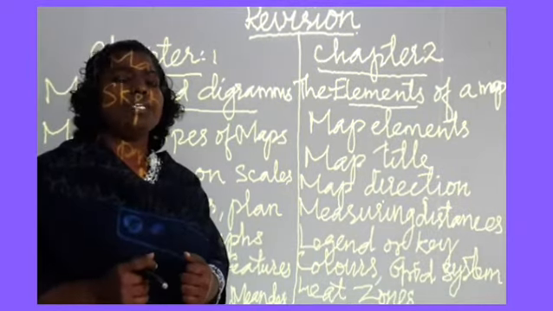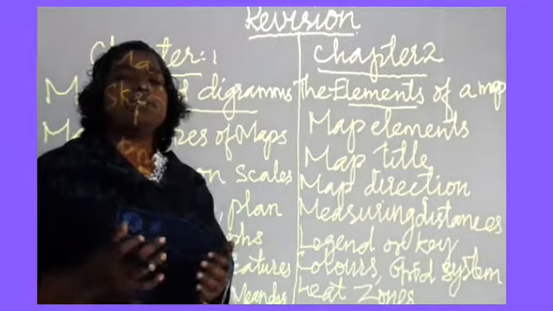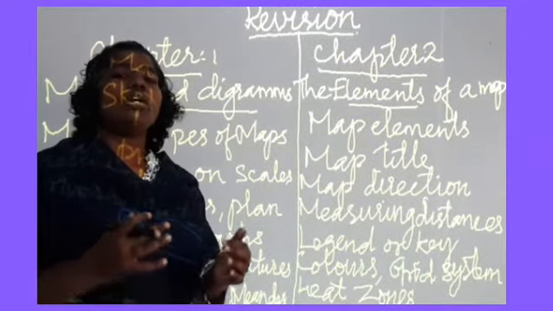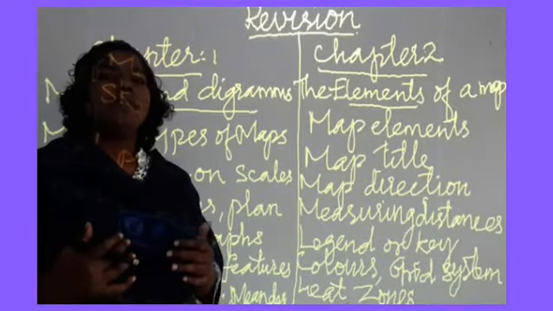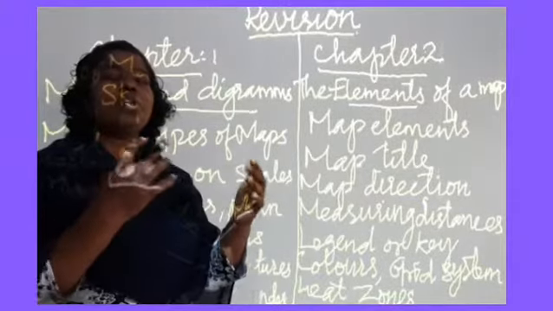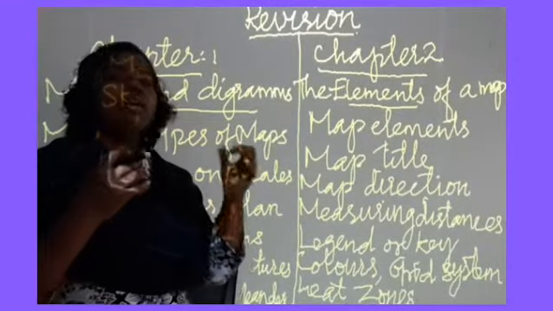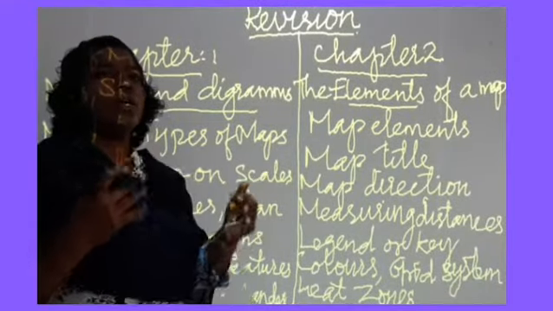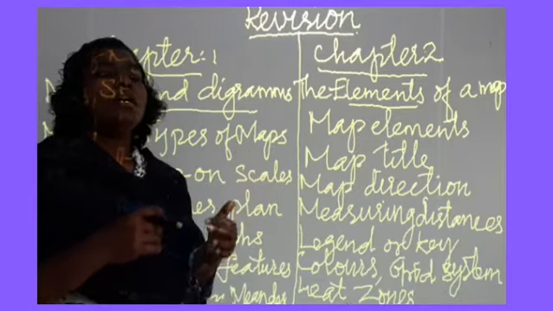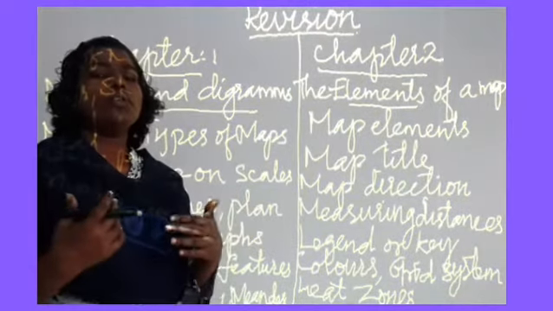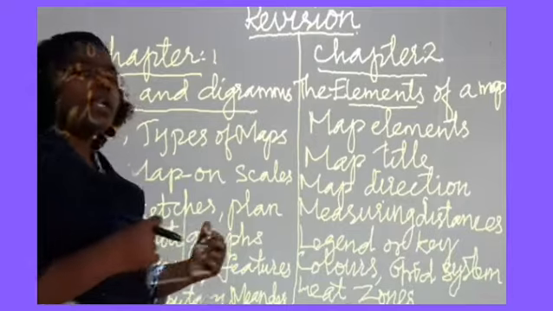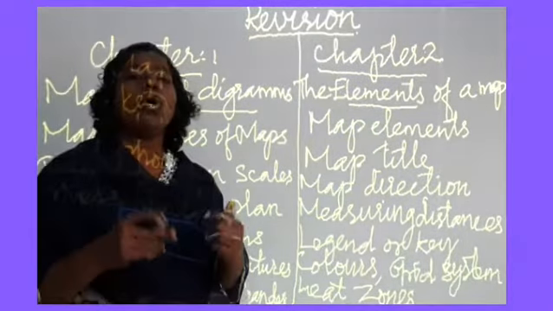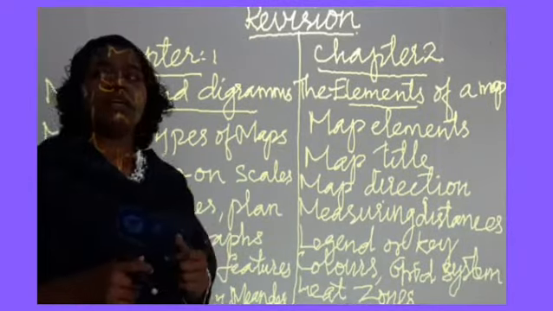Aerial photographs. What are aerial photographs? They are photographs taken with cameras mounted on a satellite. That is called aerial photographs. And what is the use of aerial photographs?